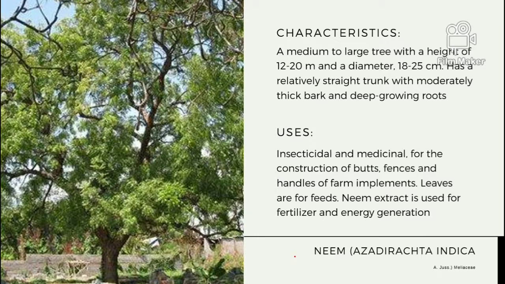Neem, or Azadirachta indica, is a medium to large tree. It has a relatively straight trunk with moderately thick bark and deep growing roots, so this is used for insecticide and medicine. It can be used for the construction of buttresses, fences, and handles of farm implements. The leaves are used for feeds. The neem extract is used for fertilizer and energy generation.